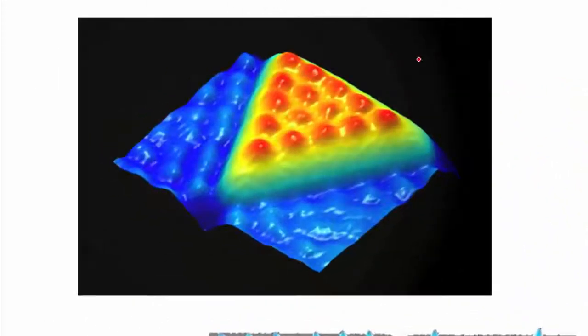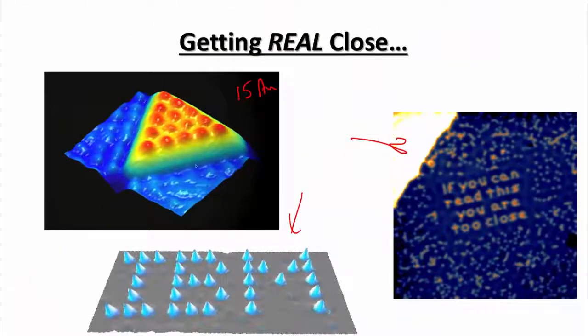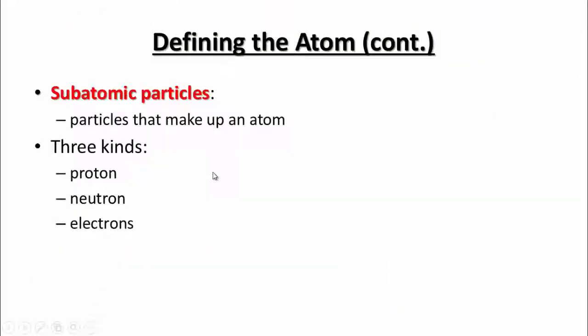Here, I think they got 15 gold atoms arranged like billiard balls, and you can kind of see the peaks and valleys. You can even see the subsurface here, the blue area, where there are still peaks and valleys, and you can see some of the atoms. Then some companies got a little creative and were able to spell their name out, IBM. Another group got really creative and wrote, "If you can read this, you are too close." So this is what a scanning tunneling microscope does. It allows us to kind of see what atoms look like.